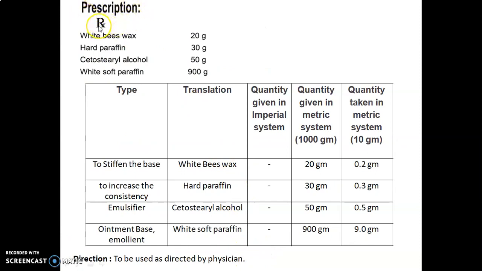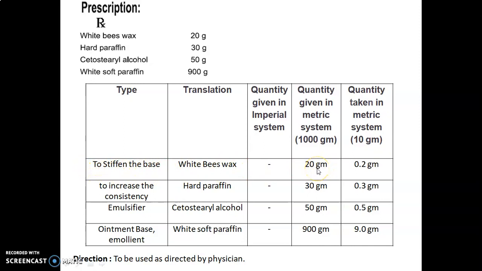Prescription, denoted by the symbol Rx. This is the formula: white beeswax 20 gram, hard paraffin 30 gram, cetosteryl alcohol 50 gram and white soft paraffin 900 gram. In the formula table, type means the category, role or use of the ingredient, and translation means the name of the ingredient. As we don't have quantities given in Latin terms, we do not write the quantities in the imperial system here. We write the quantity given in the metric system to prepare 1000 gram, and the quantity taken in the metric system to prepare 10 gram. First we have white beeswax, used to stiffen the base.